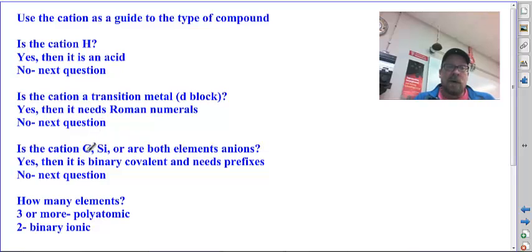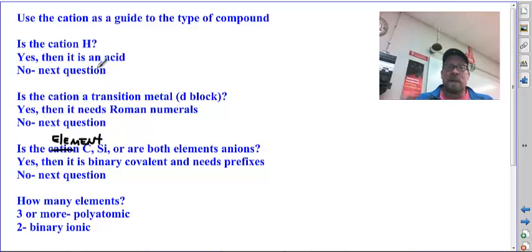If not, then the next question to ask yourself, as we just learned, is the first element carbon, silicon, or are both the elements anions, nonmetals? Then you know that it's binary, covalent, or molecular and needs prefixes. And really, this shouldn't say cation, it should say the first element, because remember, the key to covalent is there is not an ionic charge. And that's an error that folks often make, trying to put a charge on carbon or any of these negative anions and put them together, and you can't do that. Okay?